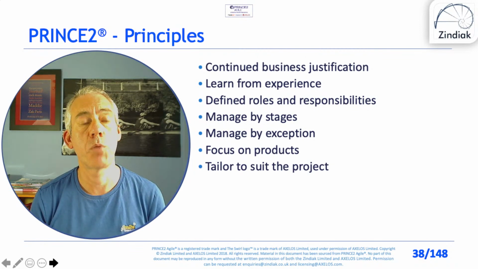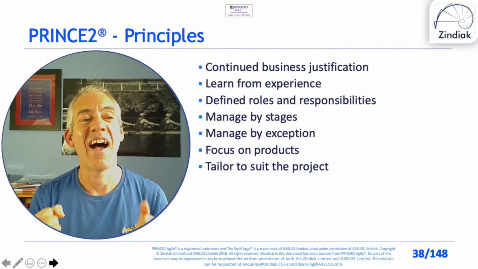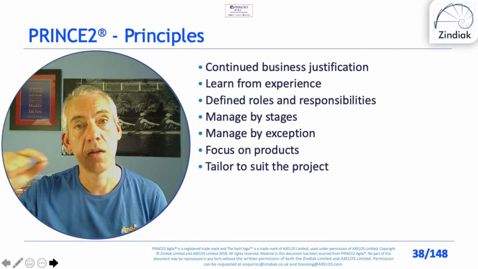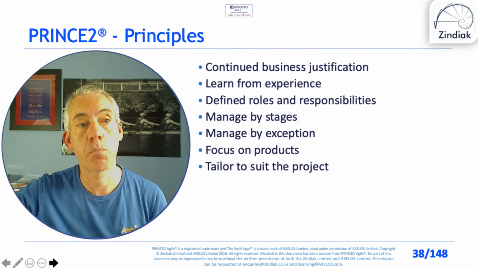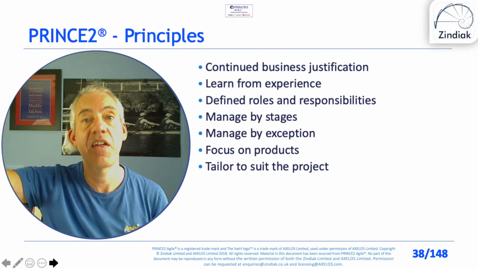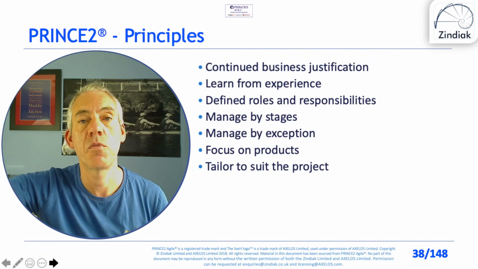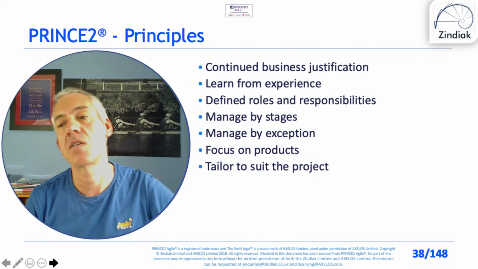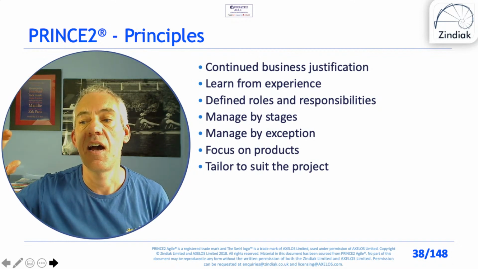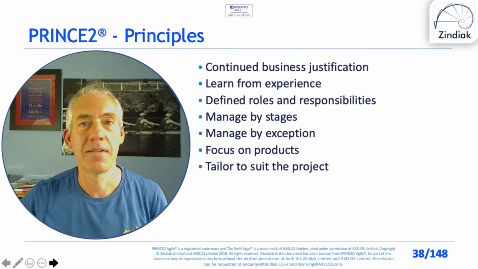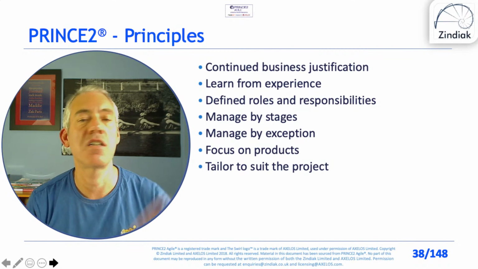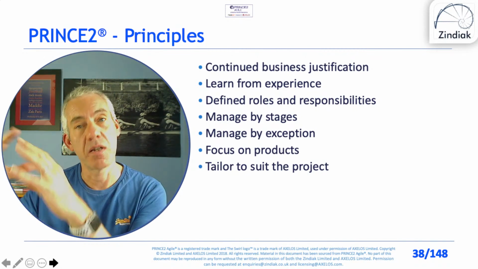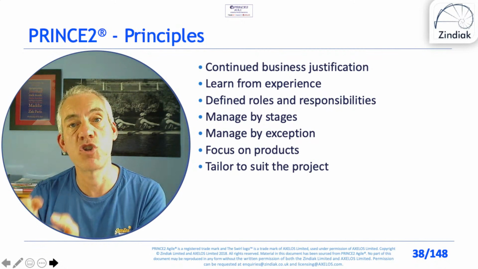Focus on products. The key product being the project product. So in PRINCE2 terms, the project product is the thing we are delivering, the customer relationship management system, the enterprise resource management system, the app, the whatever it is, the digital transformation, whatever the vision. It's kind of like the vision, but it's the highest level, the project product.